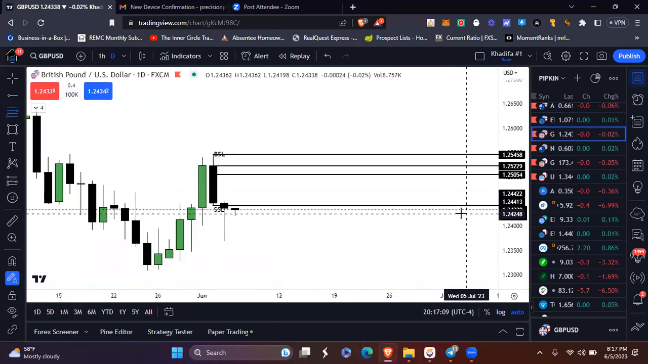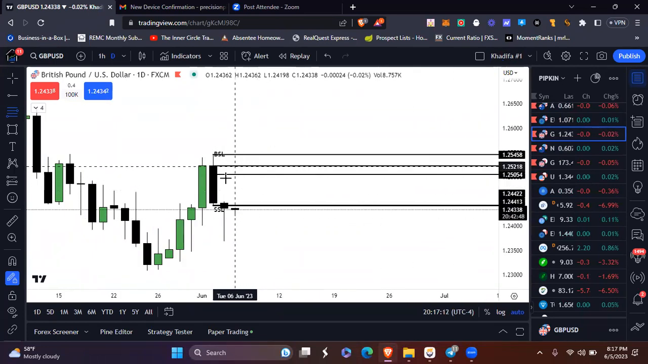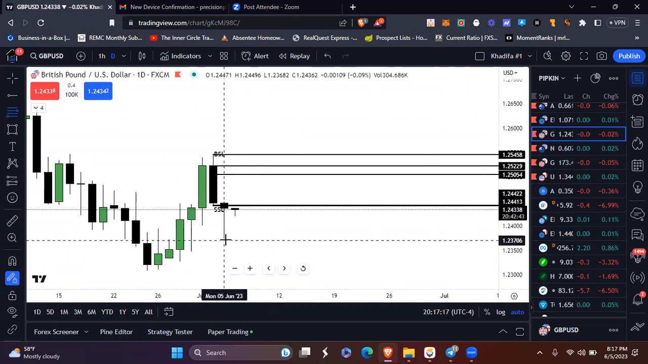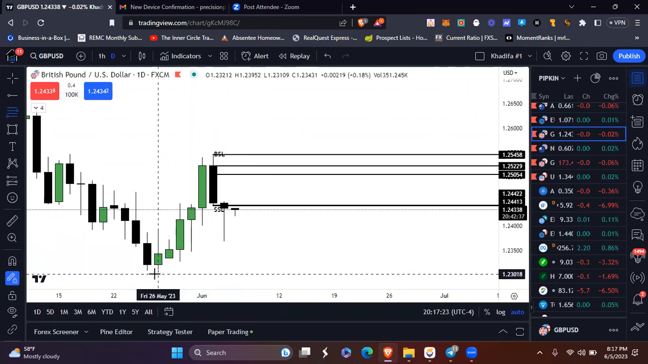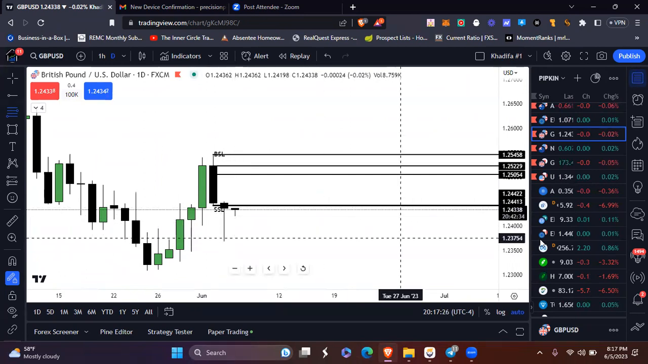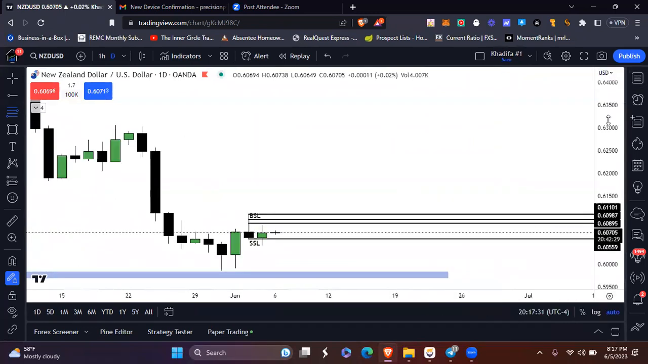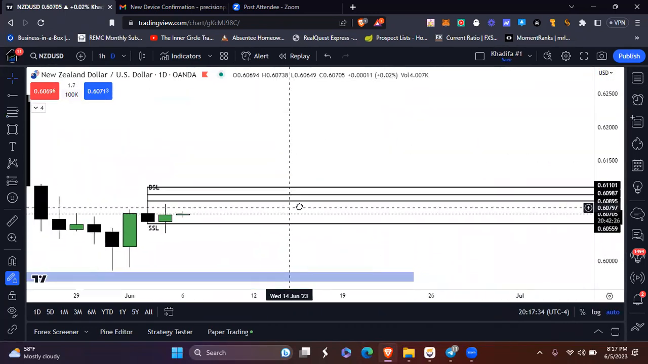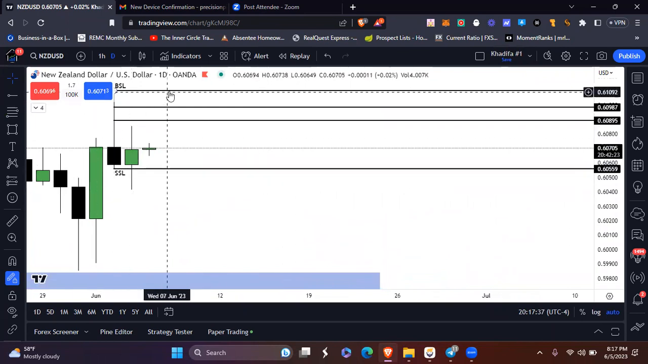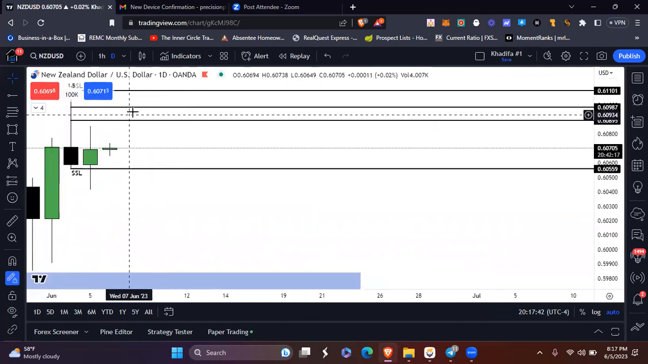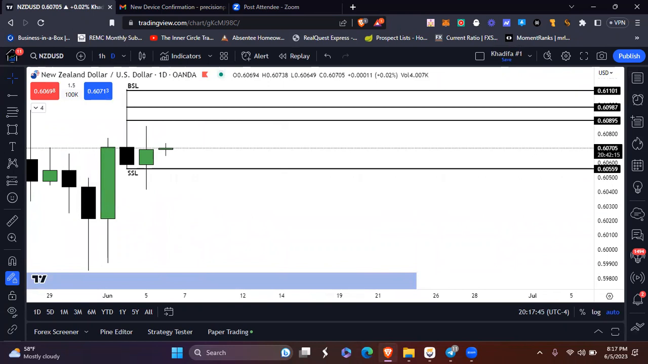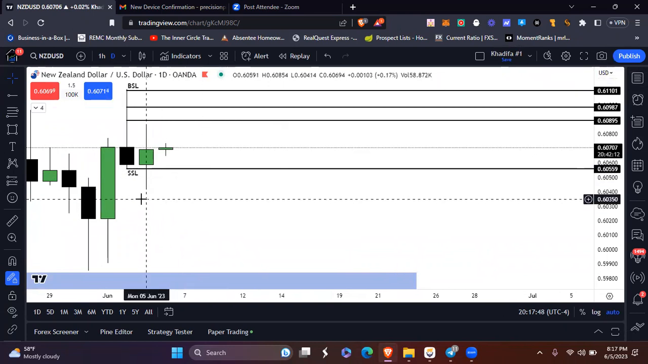GBP USD as well: pull back up into the PD array, or you just run sell side liquidity from today and so forth, if price action decides to run low. Same thing with NZD USD, looking for a pullback into Friday's PD array. It's pretty clean cut, drawn out for you. Your chart should look like this as well if you're marking your daily ranges.